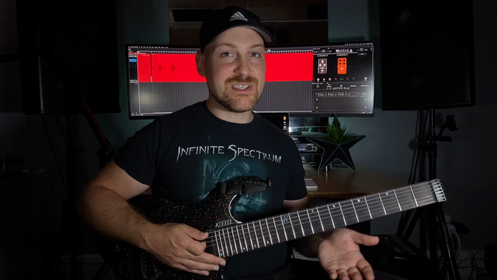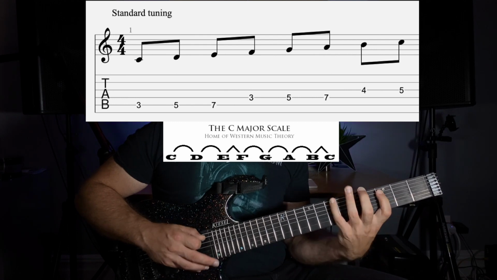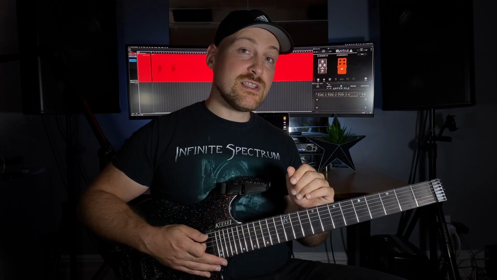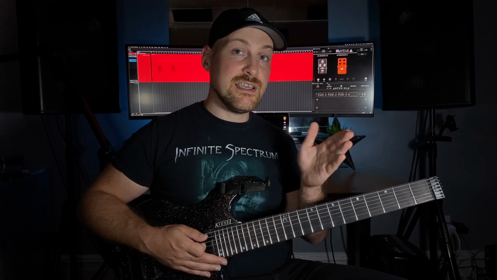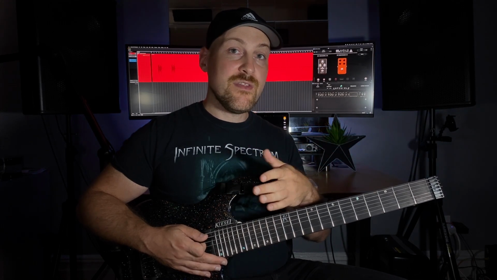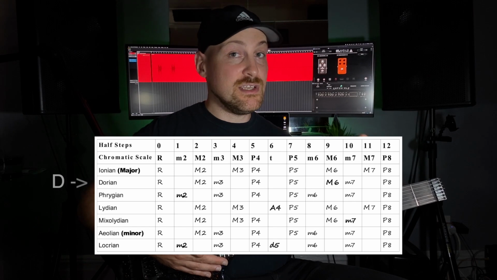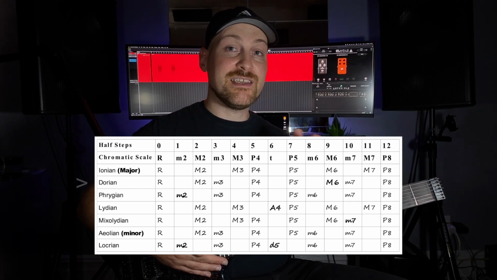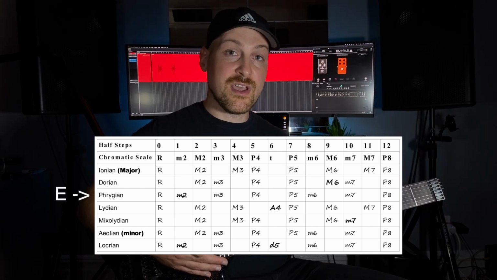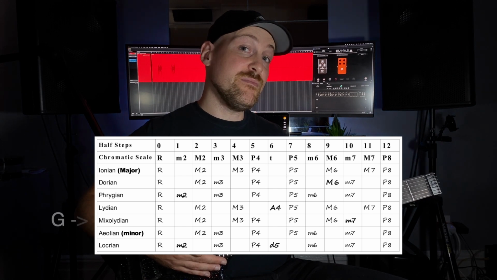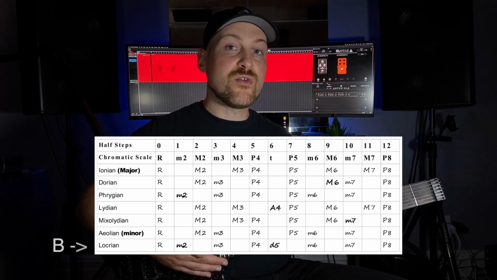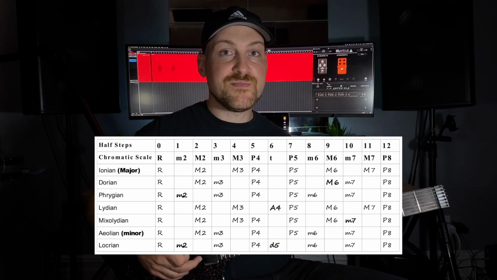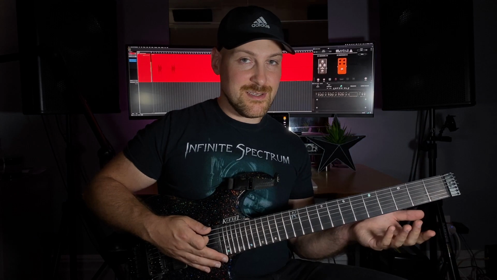As many of us know, the C major scale is simply C, D, E, F, G, A, B, C. And if we start that scale on D and play it from D to D, that would be called the D Dorian mode. Then we would have E to E, which would be the E Phrygian mode, and then the F Lydian mode, G Mixolydian mode, A Aeolian mode, or A minor, B Locrian mode, and that would be the 7 modes. And those would sound something like this.